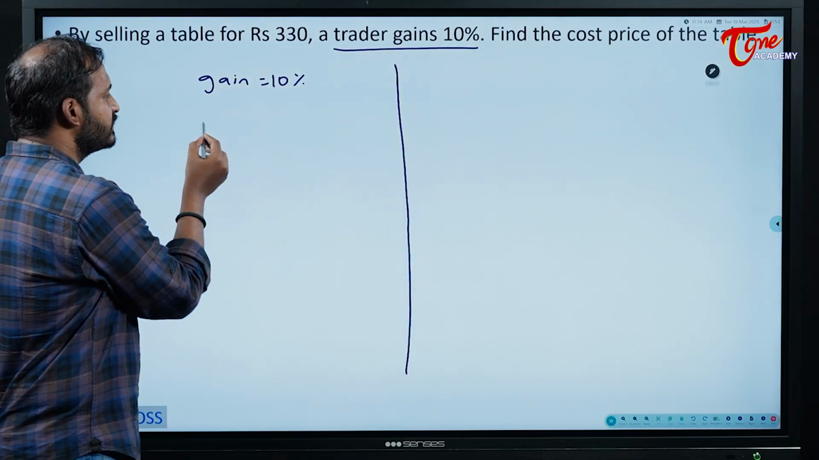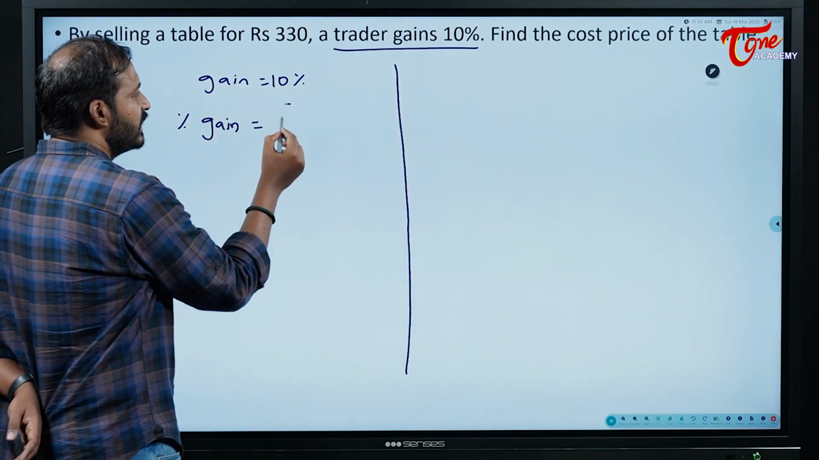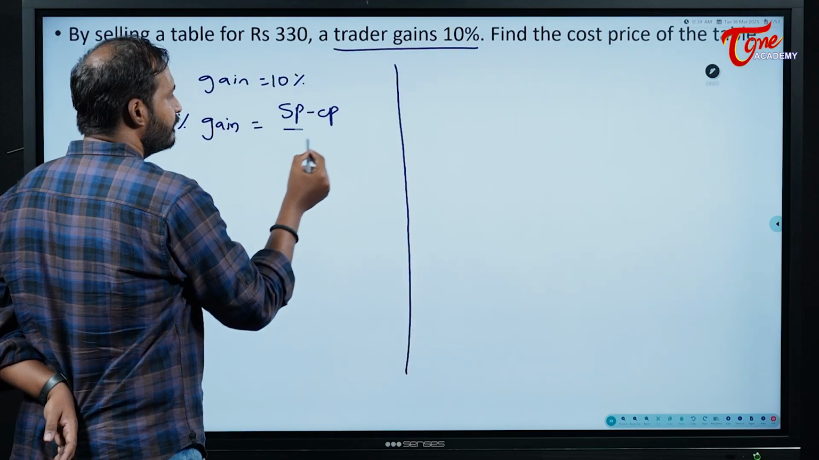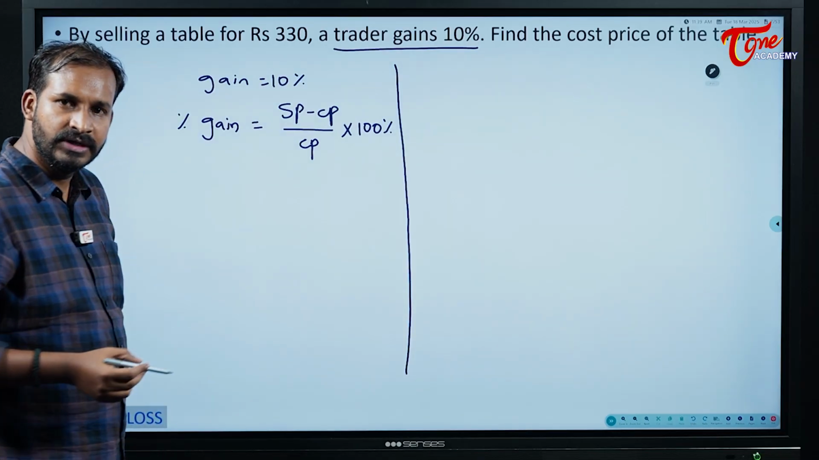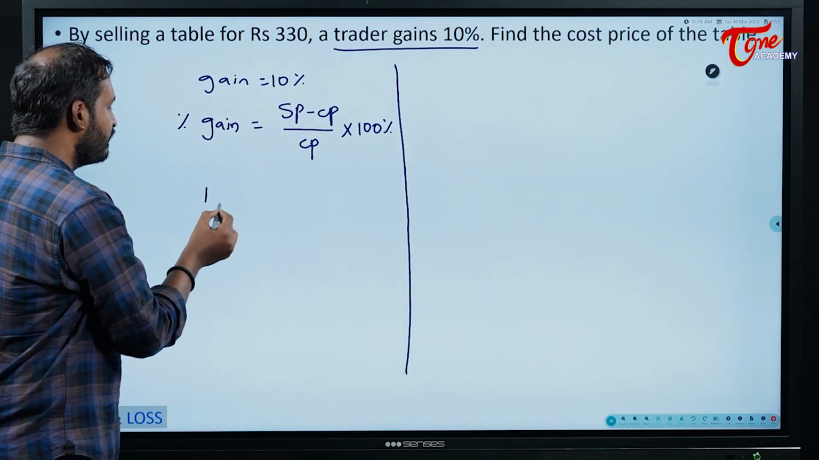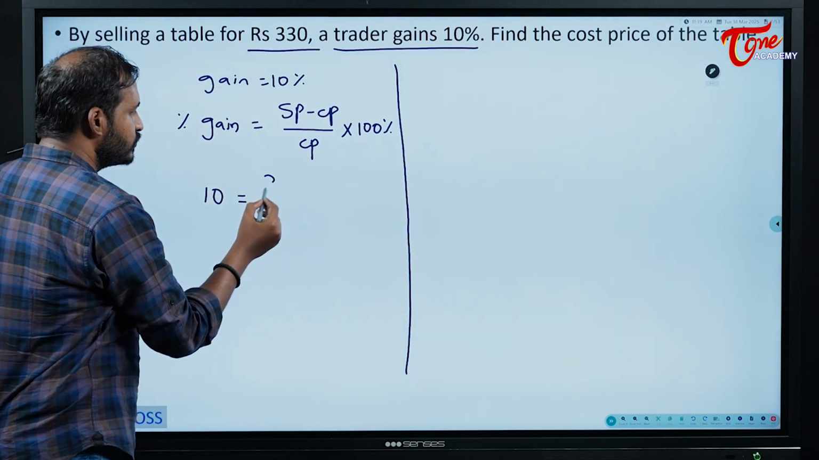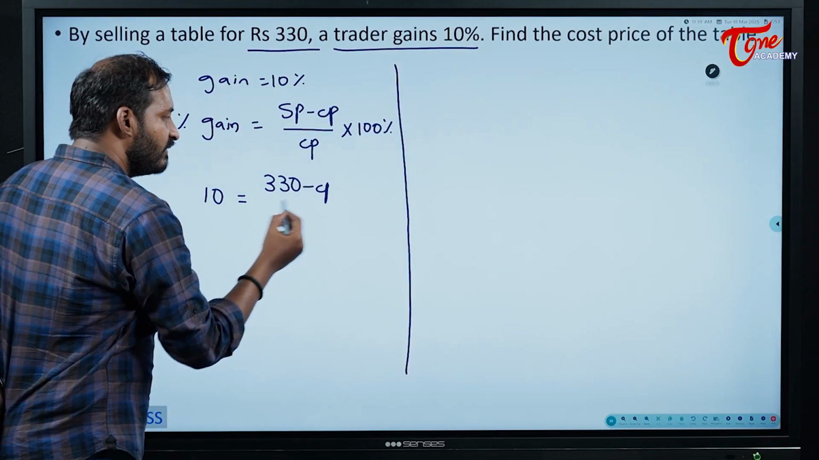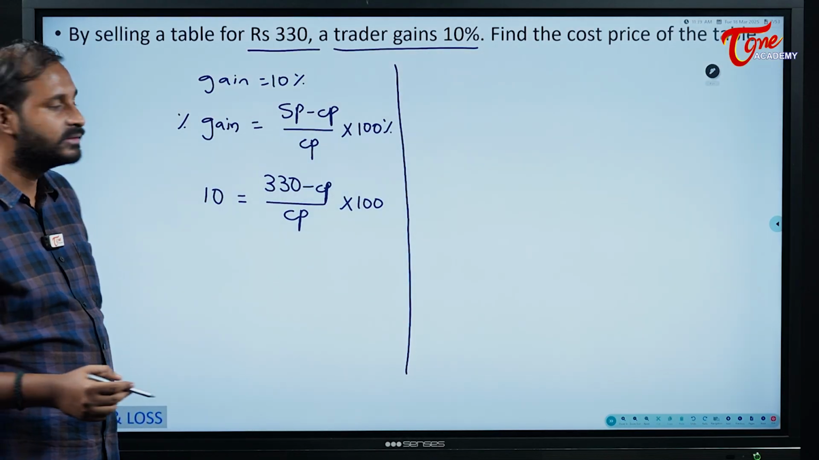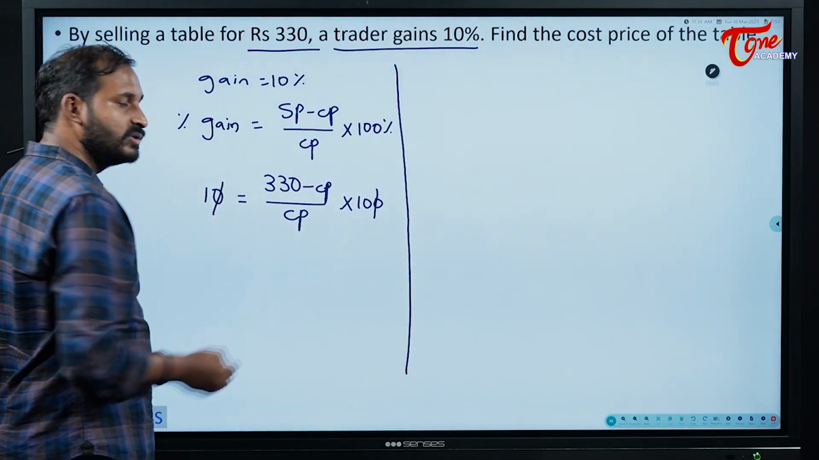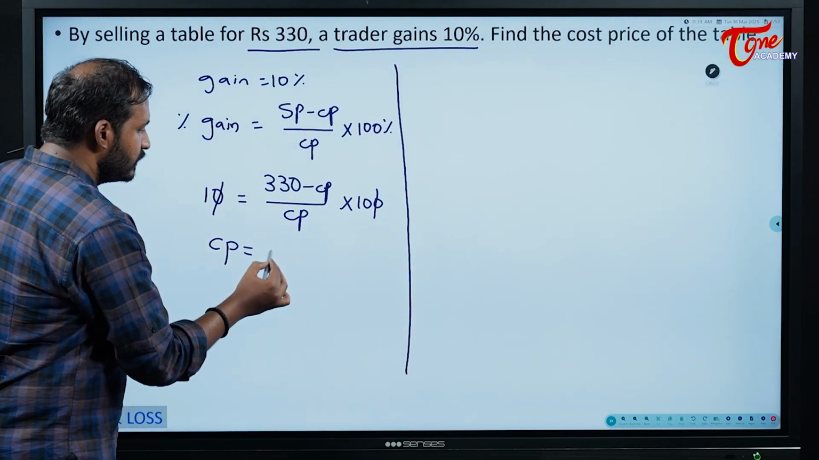Usually, how do we calculate the gain percentage? Gain percentage or profit percentage, both are the same. We can say (SP minus CP) by CP into 100. This is the formula for the percentage of gain which we know. So what is the percentage of gain they have given us? 10. That is equal to the SP they have given us, 330. CP they didn't mention, so I will take that as CP only, into 100. Now please observe: the zeros get cancelled and I will send CP to this side.